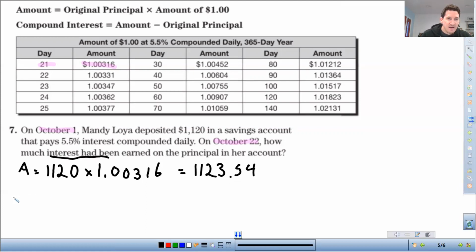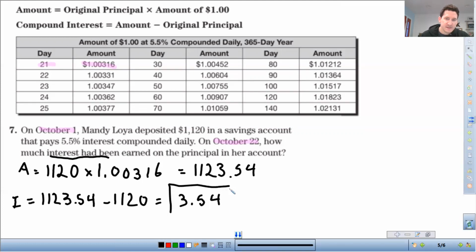All right, this is asking how much interest has been earned. So we need to find the interest. All you do in this case is you take your new amount in the account and subtract the original principal, and that comes out to $3.54.